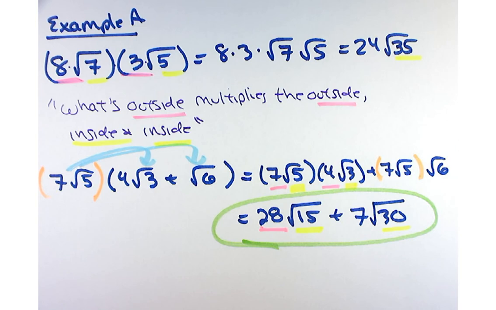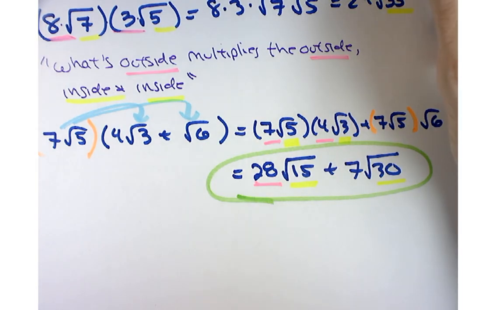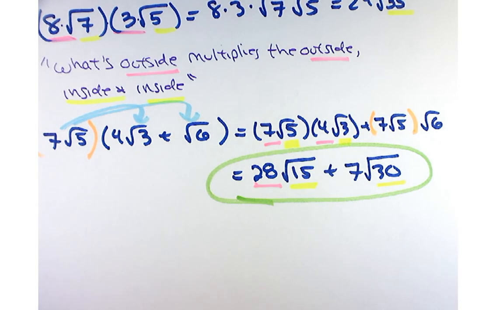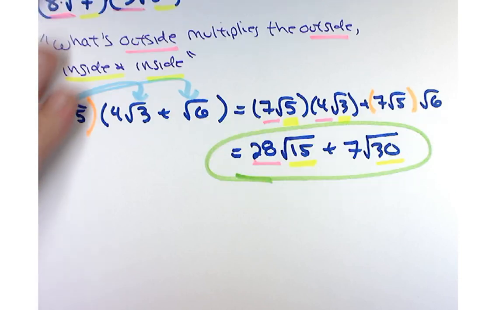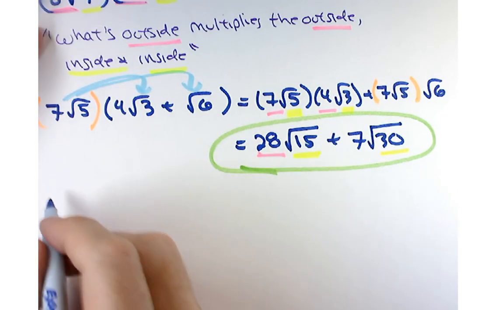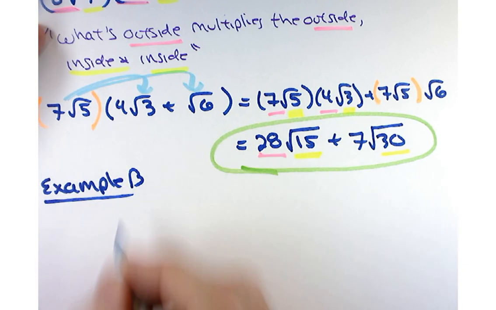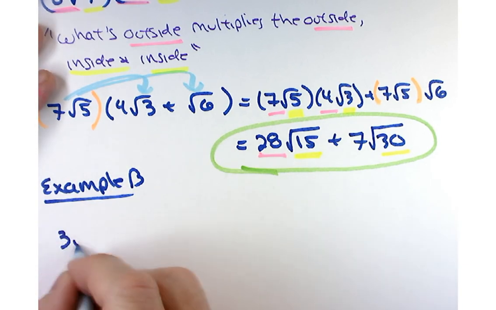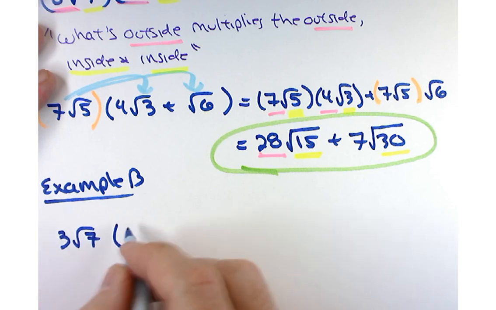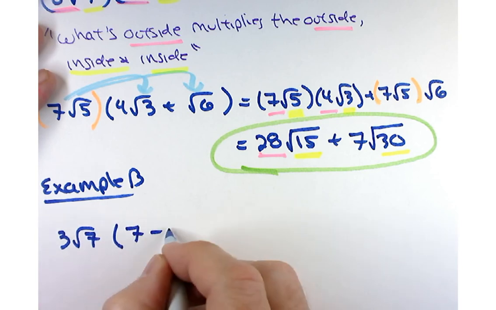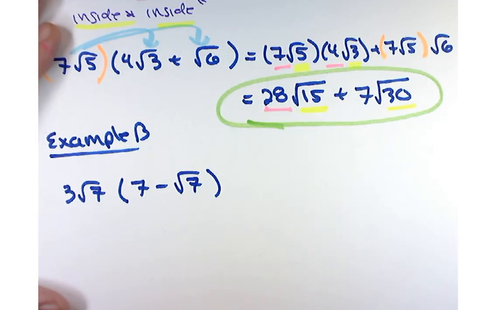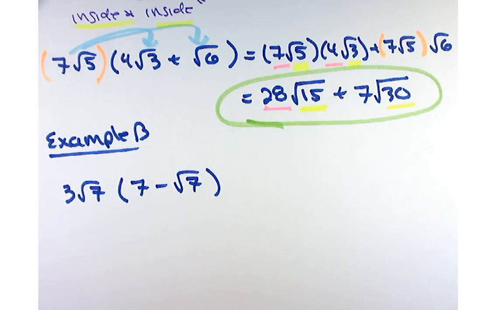Let's try another one. Kind of similar. Before I do, are we okay with this one? Thumbs up on that one? All right. So we'll do this as example B. This time I'll do 3 square roots of 7 times 7 minus the square root of 7. So too many 7s for my liking in this problem, but I think it was inspired by a WebAssign problem, so we'll do it.